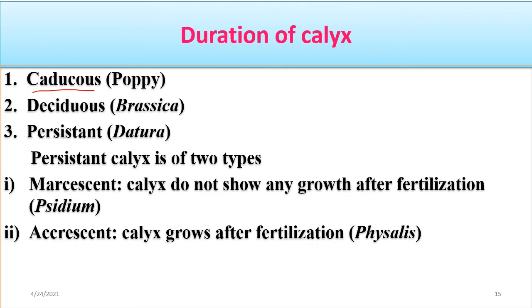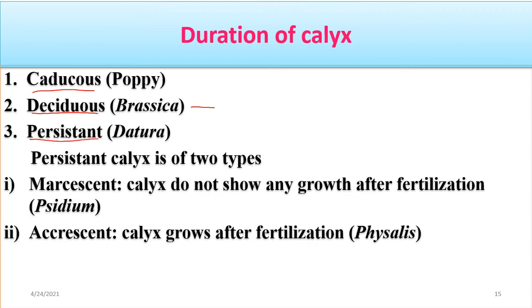In mango, you cannot see the persistent calyx, but in brinjal you can see it. In tomato you can see it. The deciduous type, which is recorded in Brassica, that is mustard, falls off, but it takes a little bit of time. It does not suddenly fall like a caducous calyx. That is the difference between caducous and deciduous.